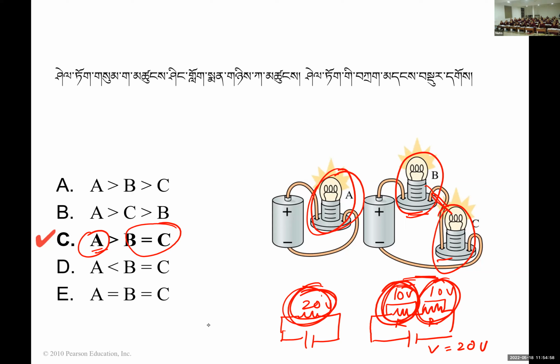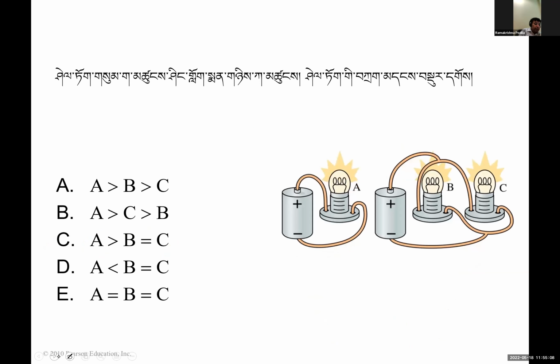Okay, so now we're going to discuss, this is the series configuration. We're going to now discuss another way of connecting light bulbs that is called parallel.